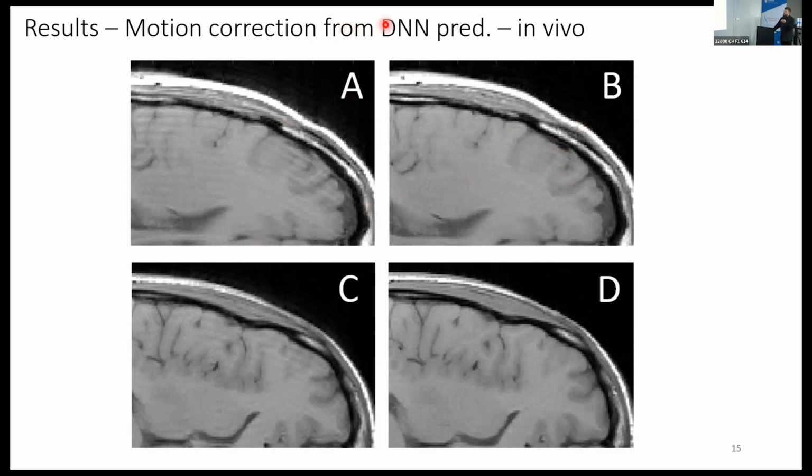Again, the neural network predicted the parameters. It was 1 motion event, predicted parameters, and we used these parameters to build the NUFT and correct the motion. And same for C and D. You can see that the artifacts are essentially reduced. There are some remaining artifacts, but it's significantly reduced.